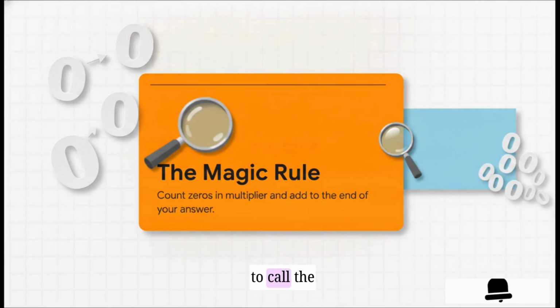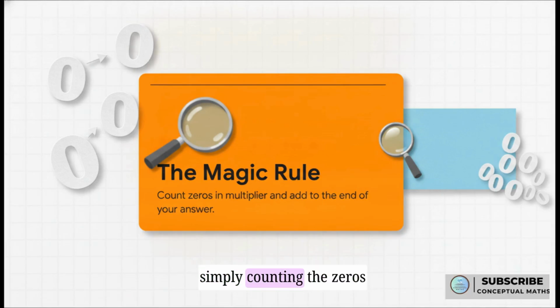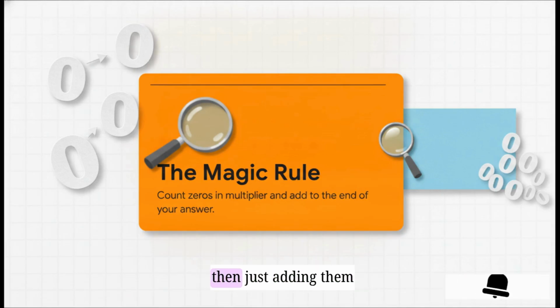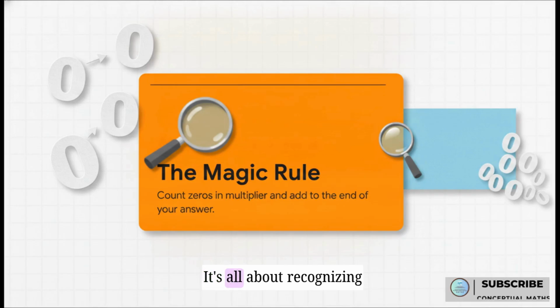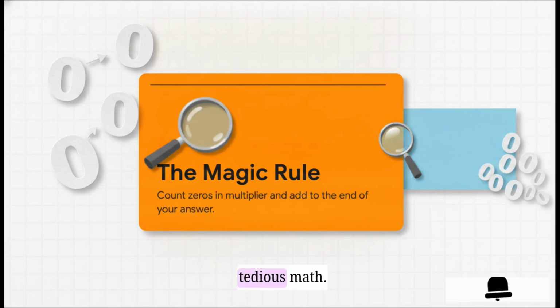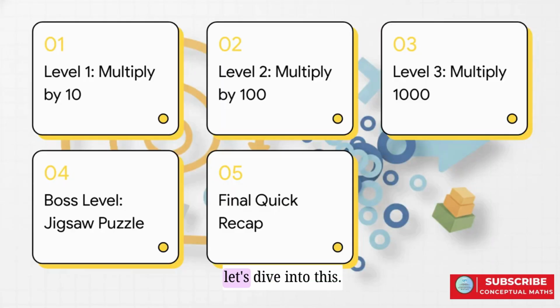Enter what I like to call the magic rule. Seriously, this is like a cheat code for math. It's the trick of simply counting the zeros in a multiplier and then just adding them right to the end of your answer. That's it. It's all about recognizing a really simple visual pattern instead of doing all that hard, tedious math. Okay, let's dive into this.